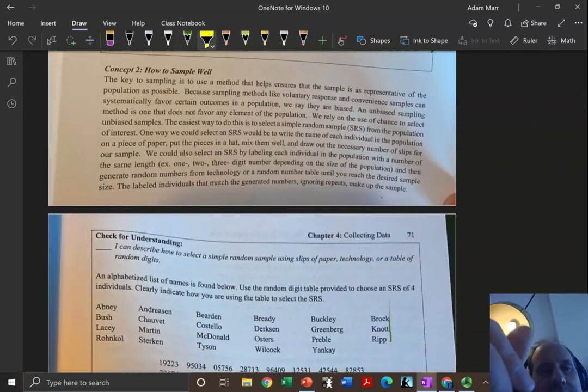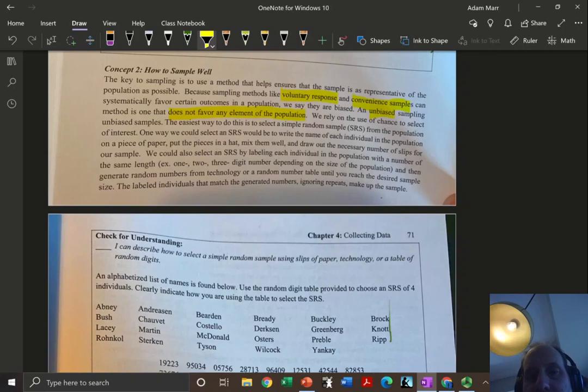Now, the key to sampling is to use a method that helps ensure that the sample is as representative of the population as possible. Sampling methods like voluntary response, which we went over in the slides, and convenience sampling can systematically favor certain outcomes in a population, so we say they can be biased. An unbiased sampling method is one that does not favor any element of the population.